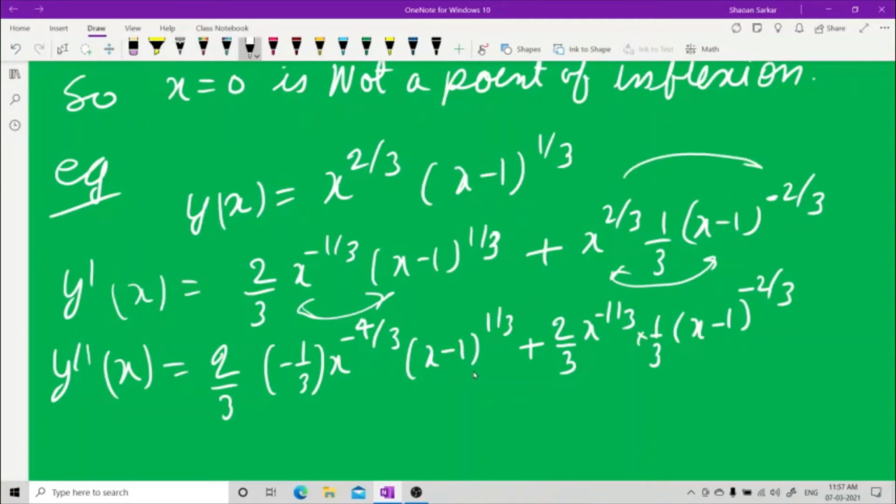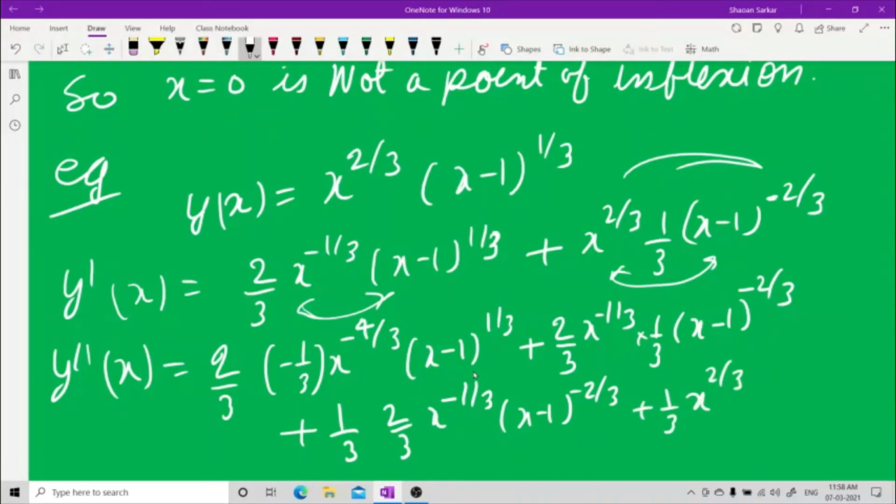Now let's do this side. Plus 2 by 3 into 1 by 3. This 1 by 3 is always out. First write 1 by 3 out. Now 2 by 3 x to the power of minus 1 by 3 x minus 1 to the power of minus 2 by 3. Now this plus 1 by 3 x to the power of 2 by 3 into minus 2 by 3 x minus 1 to the power of minus 5 by 3.